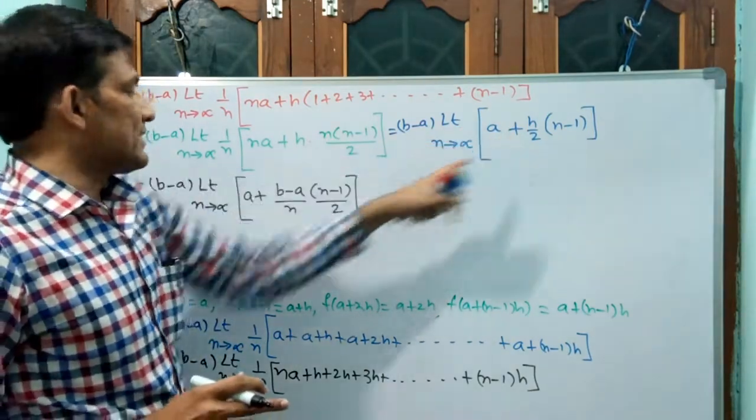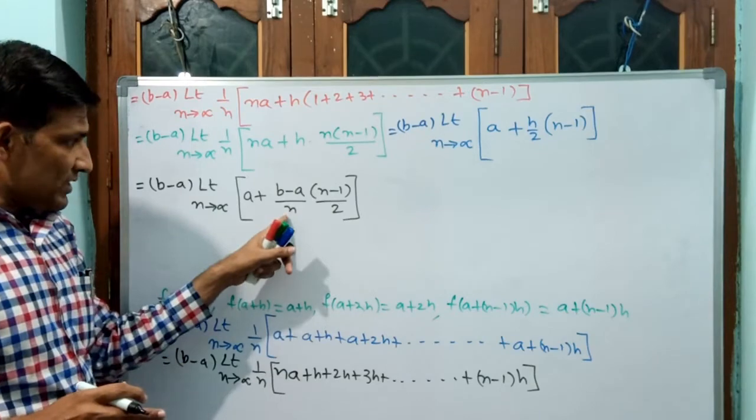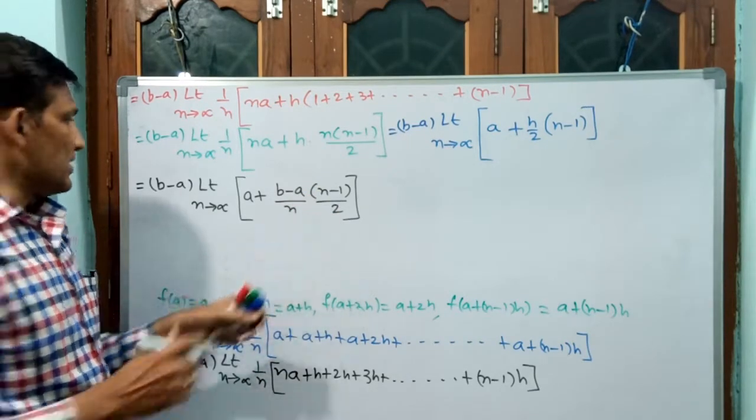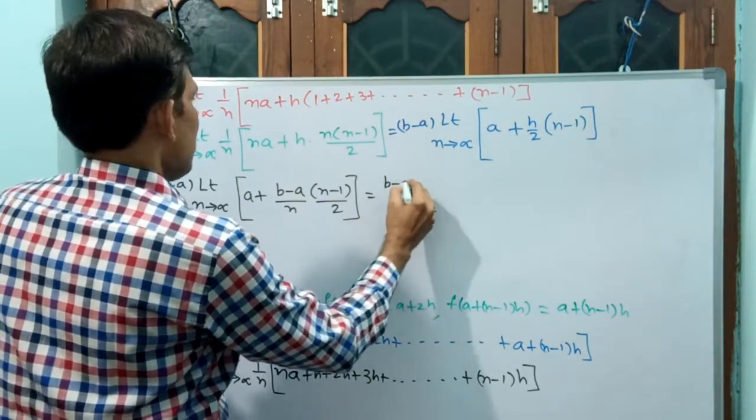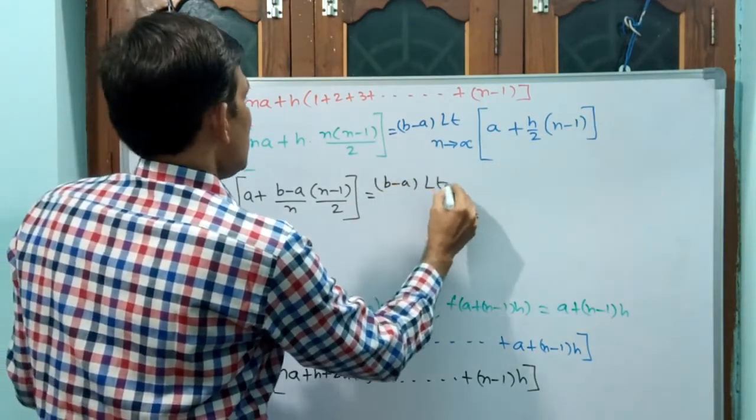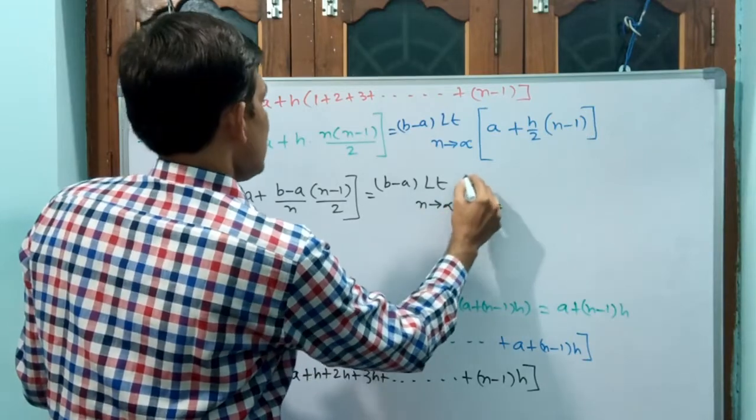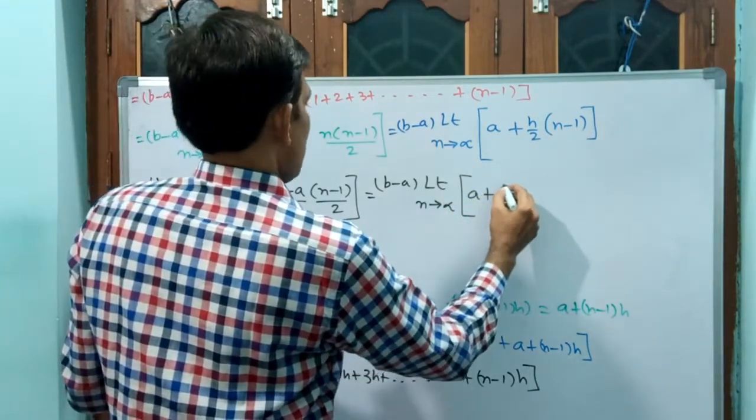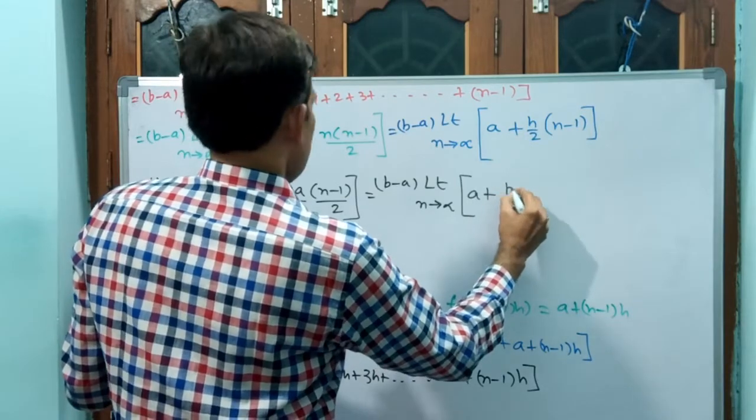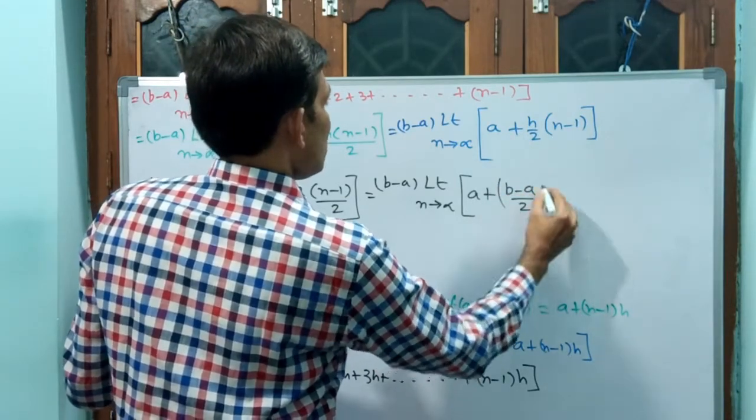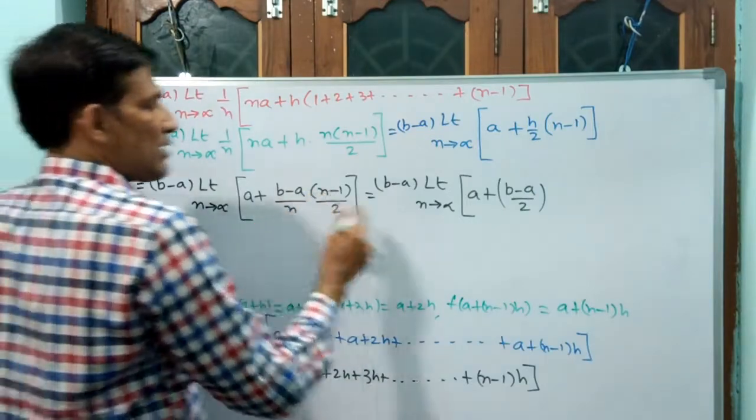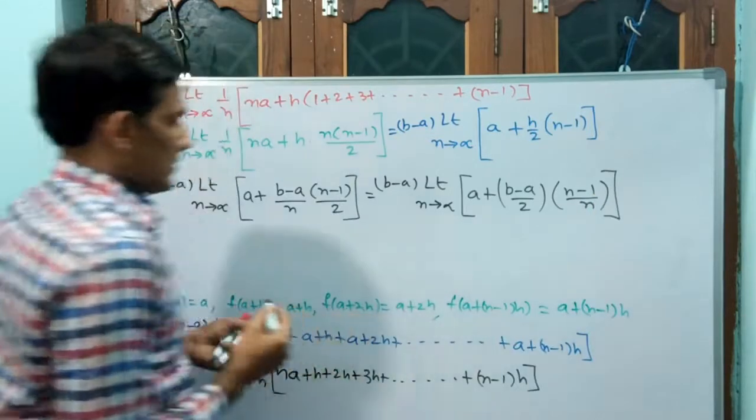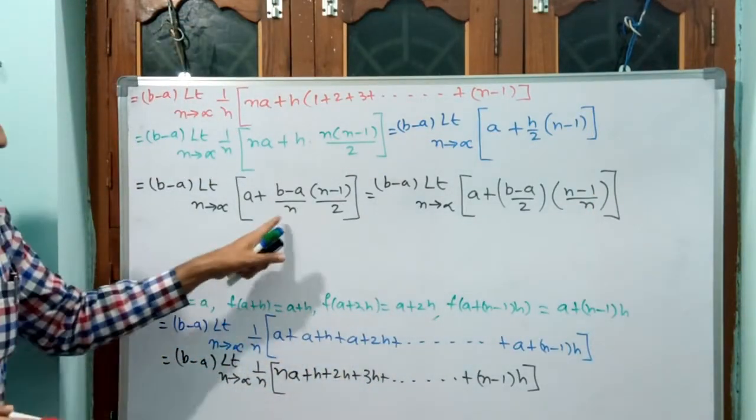You see, h you have replaced, that is why it has come here. Now this n also I am sending to the denominator, n minus 1 by n. See what is going to happen. That is equal to b minus a into limit n tends to infinity a plus b minus a by 2, with denominator n, into n minus 1 by n. You understand this? Because I have given this n.